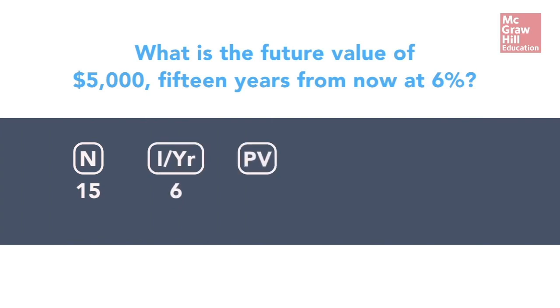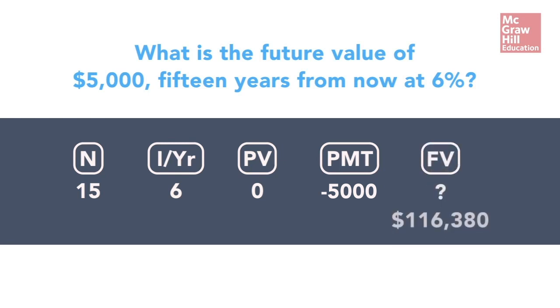Present value, or PV, equals 0, since this is an annuity. Payment equals negative 5,000. It must be negative to show the outflow at each time period for the amount that you have invested. The last key to press on the calculator is the future value, or FV key. The future value is $116,380.